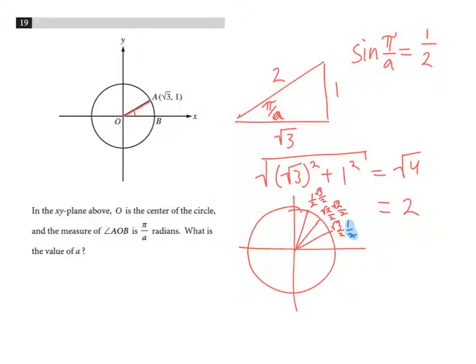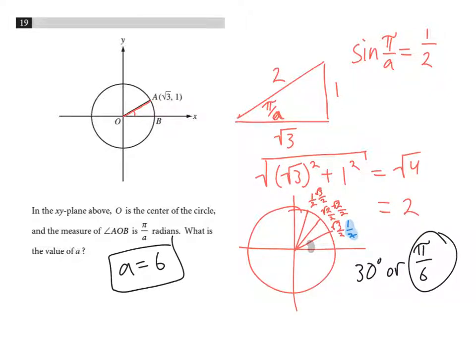So we just need to figure out what angle this is, and of course that's 30 degrees, or pi on 6. Okay, so then if we know that pi on 6 equals pi on a, a must equal 6.